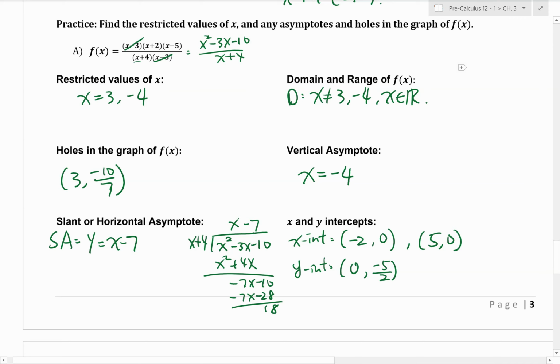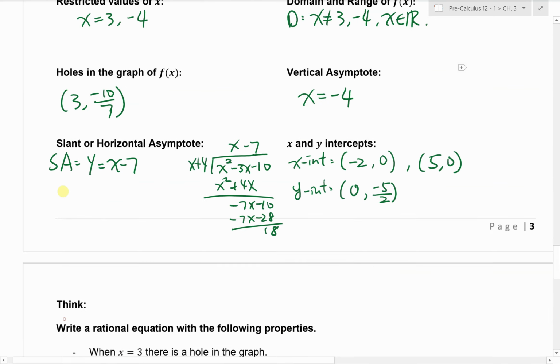We have a slant asymptote. You need to do long division here. You should get x minus 7. And same thing for the x and y-intercept. For the x-intercept, make y 0. And for the y-intercept, make x 0. Okay? Hopefully you got these 2.